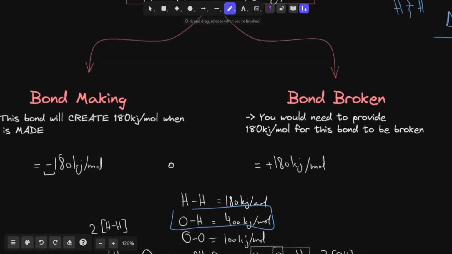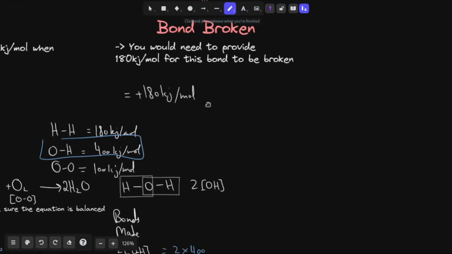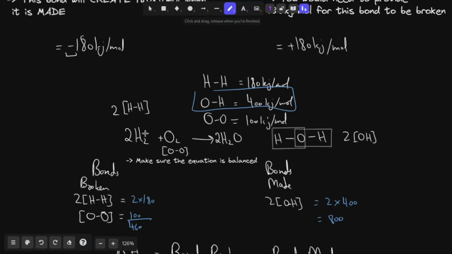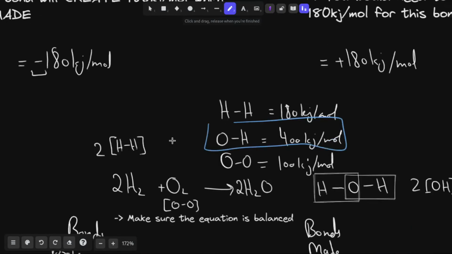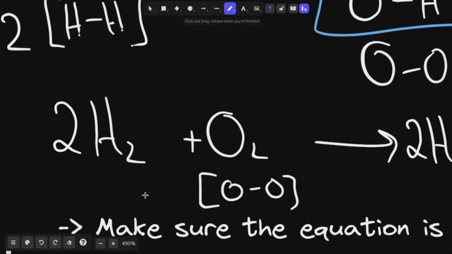Now, how you would use this in a reaction is quite an interesting method, and let's take a look at this. For example, you have a reaction. This is your reaction.